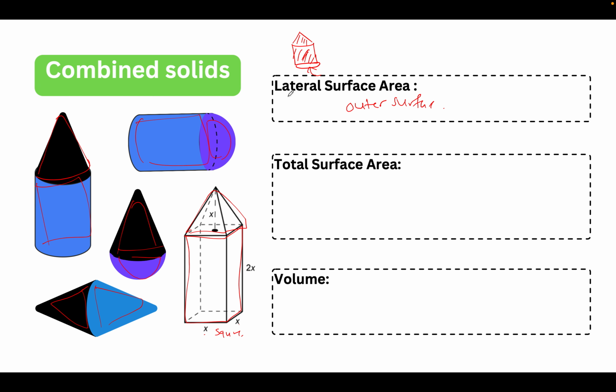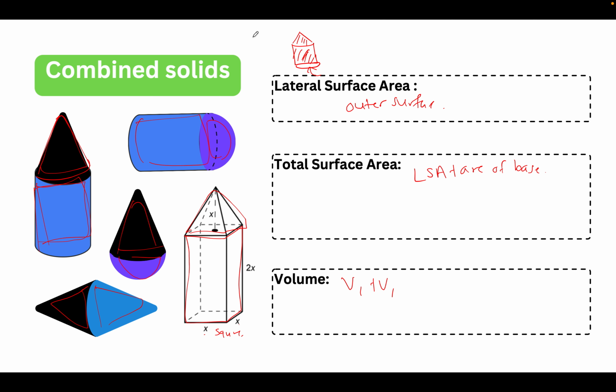So the area that we can see from above is considered as lateral surface area, and total surface area is lateral surface area plus area of base for each 3D object. Okay, and volume, you know volume. To find the volume, we need to add the volume of each 3D object. To find the volume of this, we will need to find the volume of the first cone and then the cylinder, and then we will add the 2 volumes to get the total volume of the combined solid.